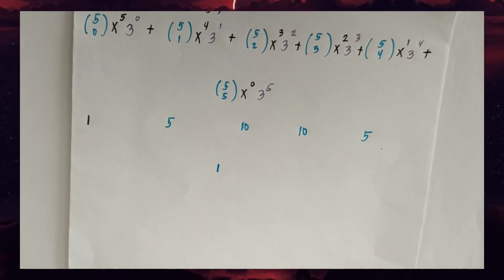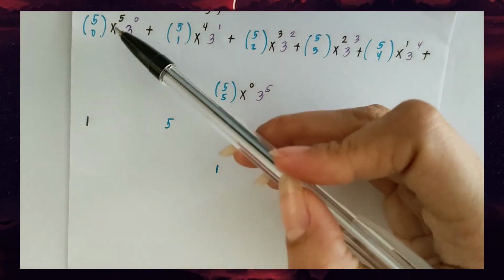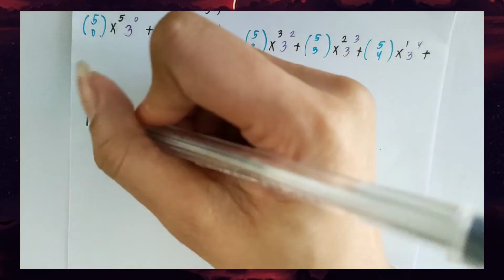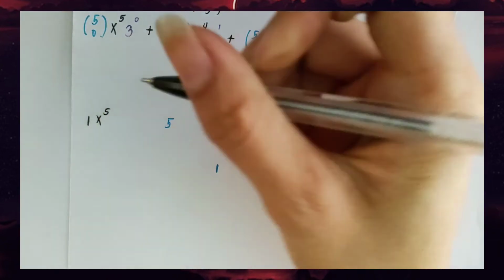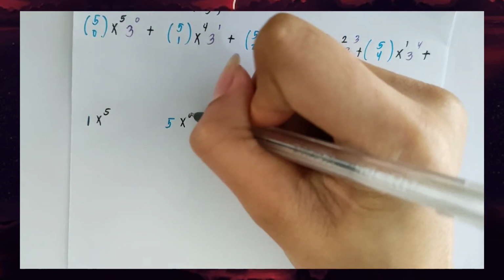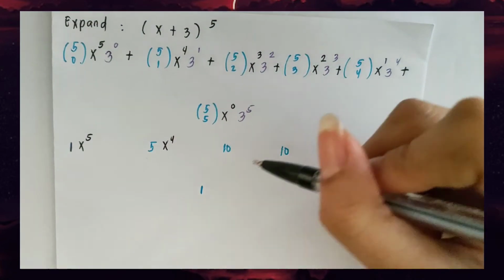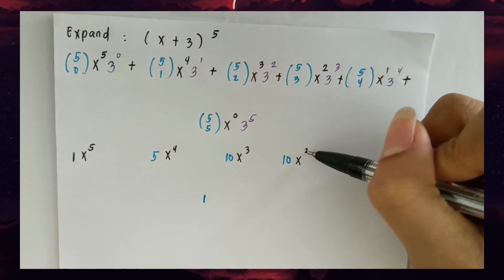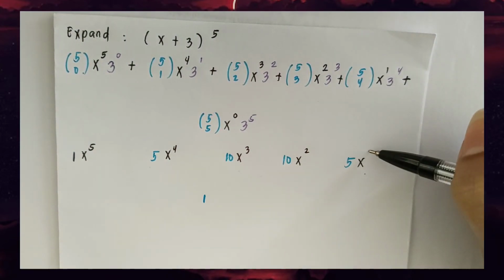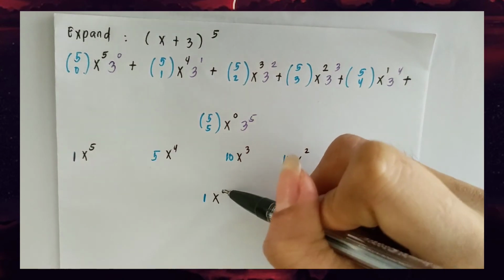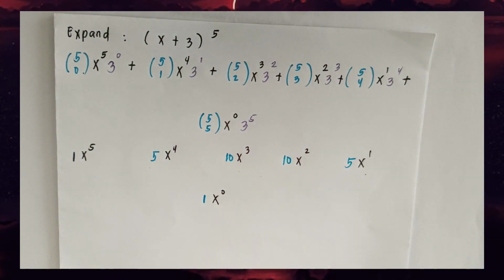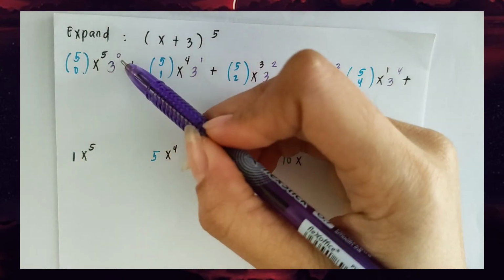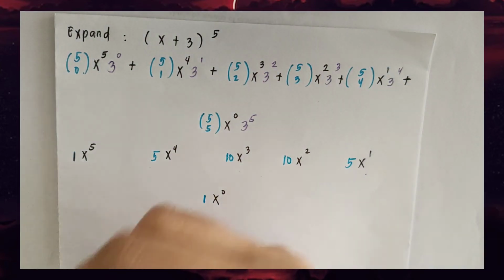Okay, let's continue. X raised to 5, that is x raised to 5. Copy x raised to 4, x raised to 3, x raised to 2, x raised to 1, and then x raised to 0. Next, simplify. 3 raised to 0 is, very good, 1.